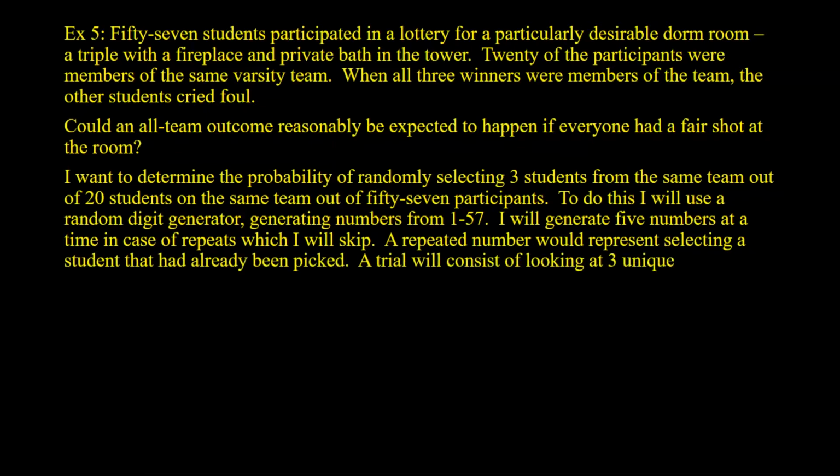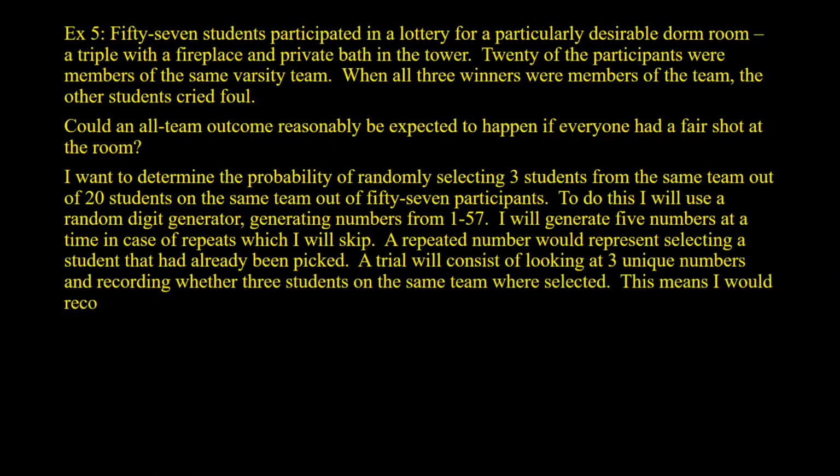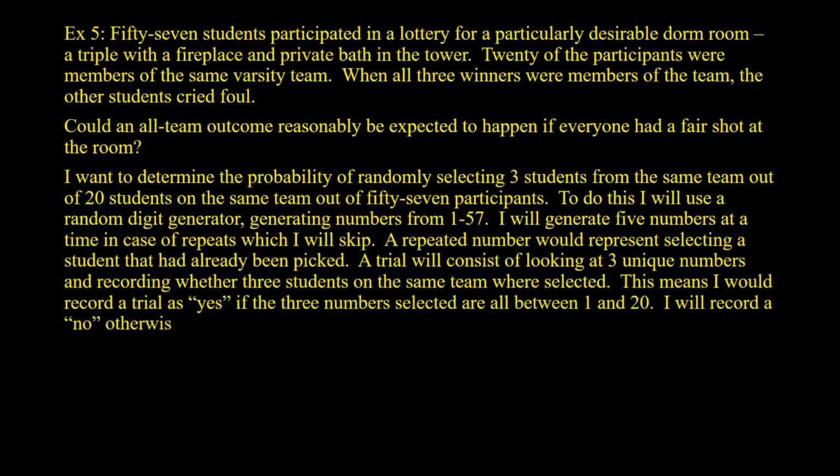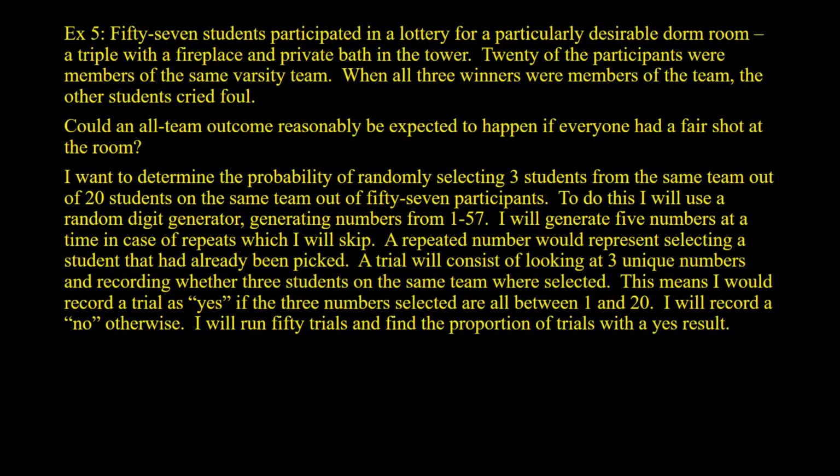A trial will consist of looking at 3 unique numbers and recording whether 3 students on the same team were selected. This means I would record a trial as yes if the 3 numbers selected are between 1 and 20. I'll record a no otherwise. I will run 50 trials and find the proportion of trials with a yes result.